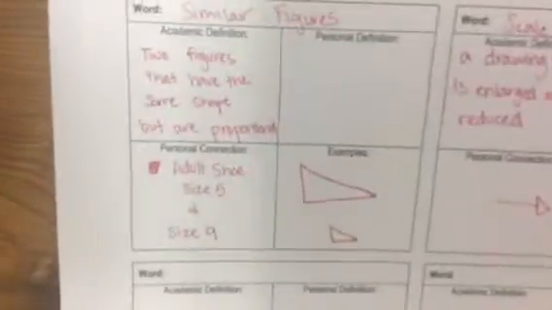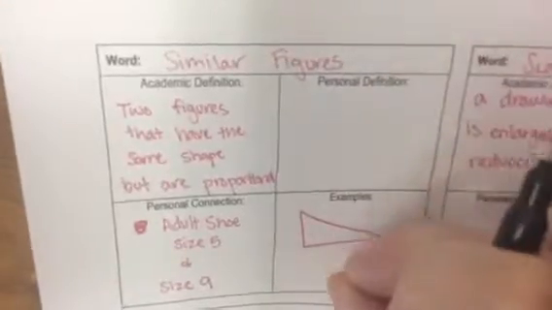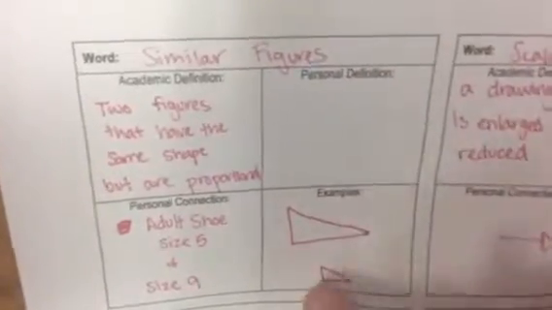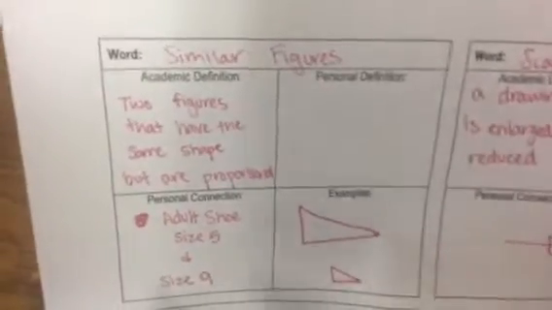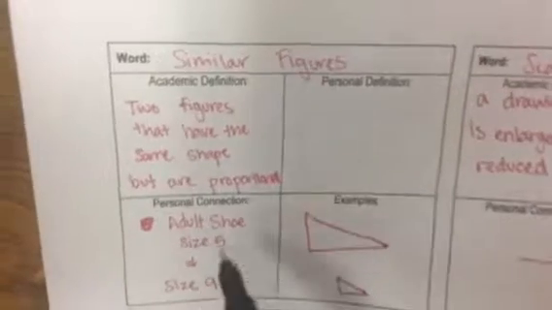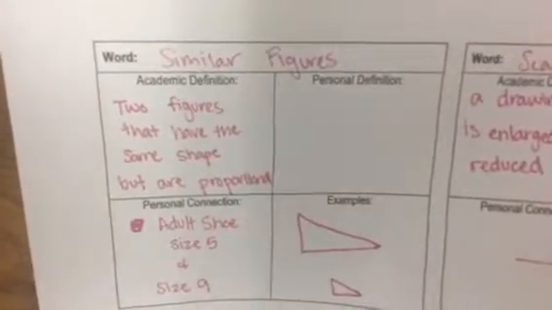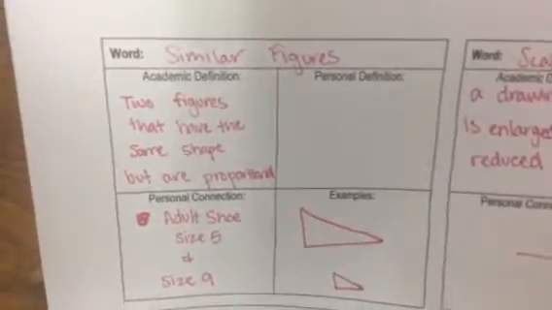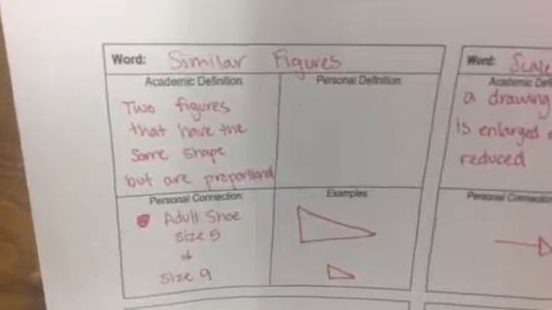So similar figures are two figures that have the same shape but are proportional. Okay, so that just means like either we zoomed in or we zoomed out. So these are almost the exact same. It just looks like they just got smaller. In real life that'd be like getting an adult shoe in size 5 and in size 9. They look almost exactly the same, just one is a little bit smaller than the other. So shoes are like similar figures if they're the same kind of shoe.